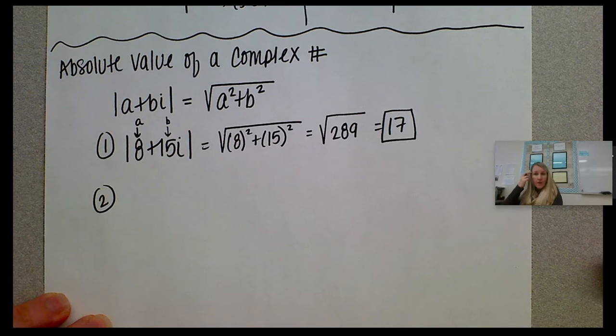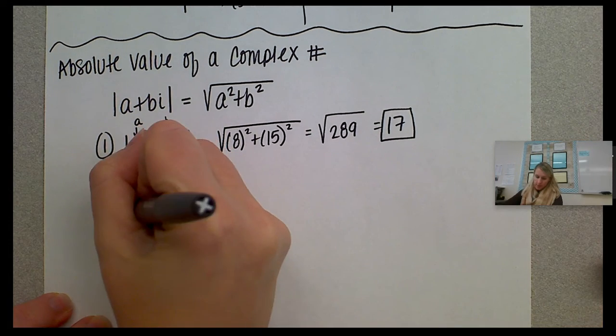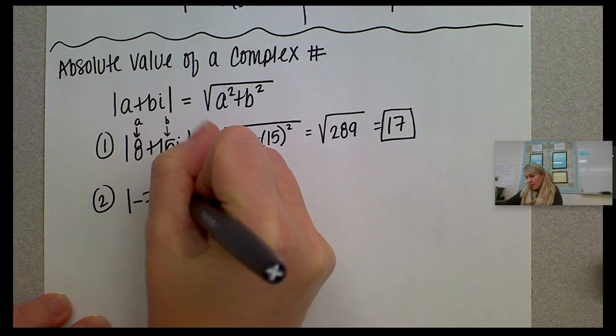So a pretty quick formula, not too bad to plug into. Let's just try one more quick one. Let's do the absolute value of -7 minus 24i.